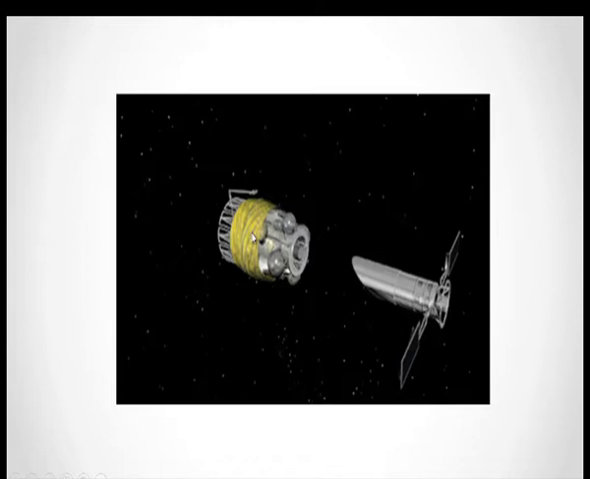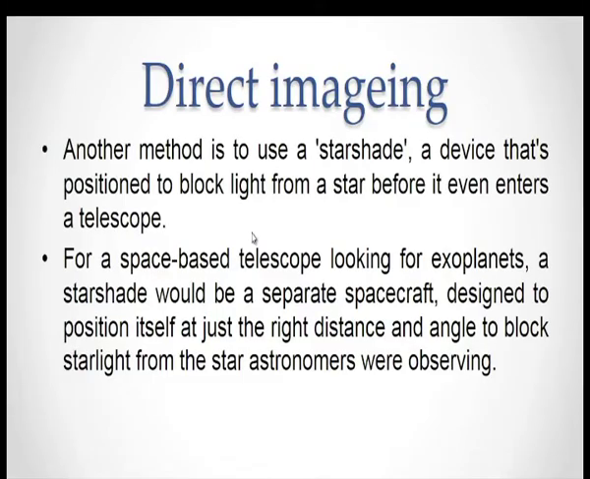So the first technique is the coronagraph, an optical technique used to reduce light entering the telescope. The other technique is the star shade. The star shade is a device that's positioned to block light from a star before it even enters a telescope. For a space-based telescope looking for exoplanets, a star shade would be a separate spacecraft.